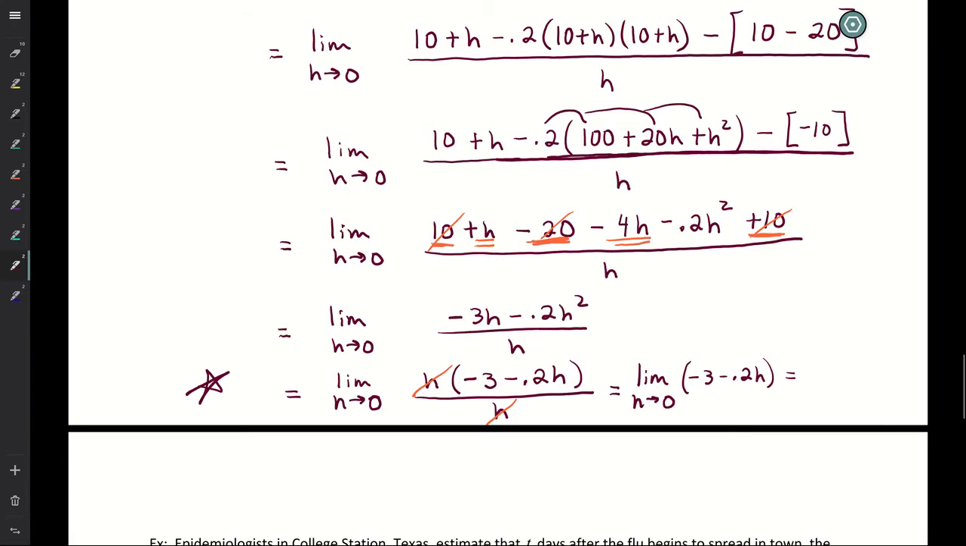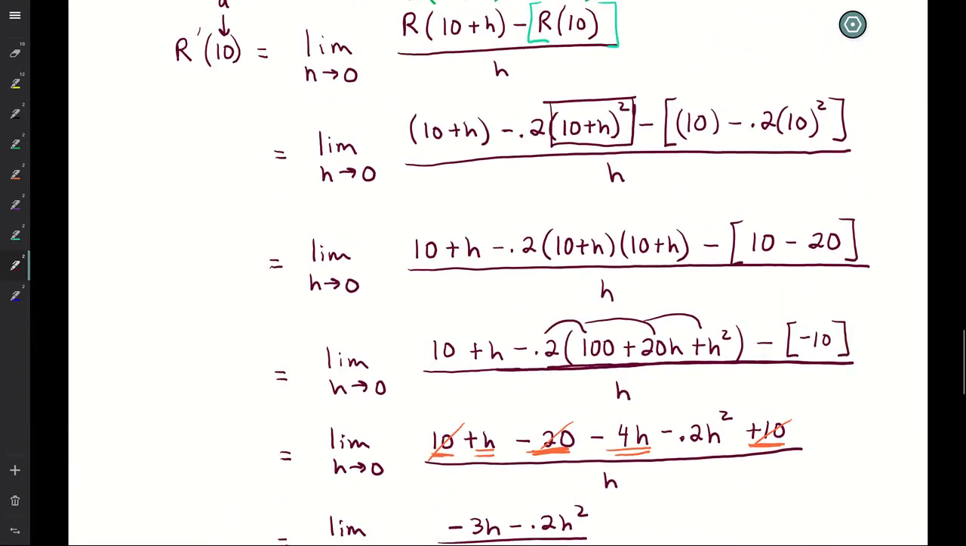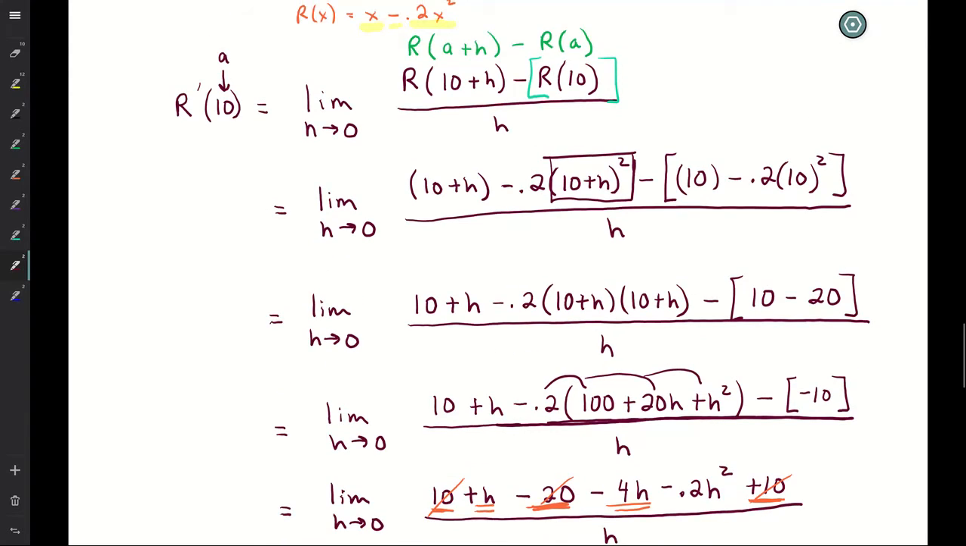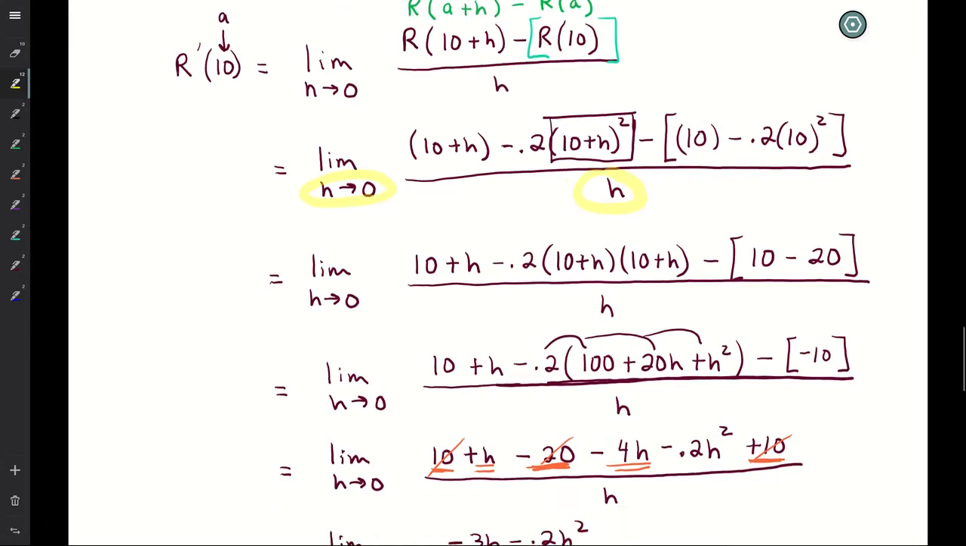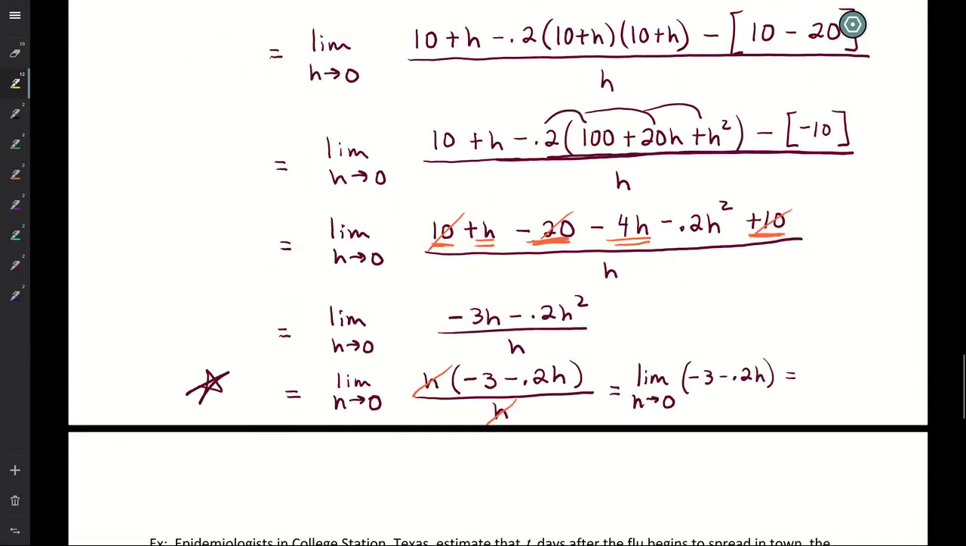So back at the beginning, perhaps we should have discussed, hey, we can't evaluate this function because if we plug in h equal to 0, we notice that we're going to get a 0 in the denominator, and we know we can't divide by 0. So all the way up to this particular point, we've had an h in the denominator. At this point, notice we were able to cancel the h's, and now we don't have an h in the denominator, which means we can plug in. So we're going to have negative 3 minus 0.2 times 0, and that's going to give me just negative 3.